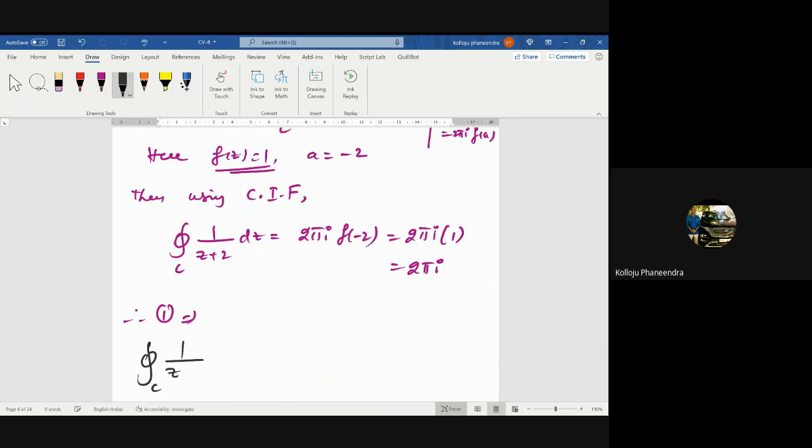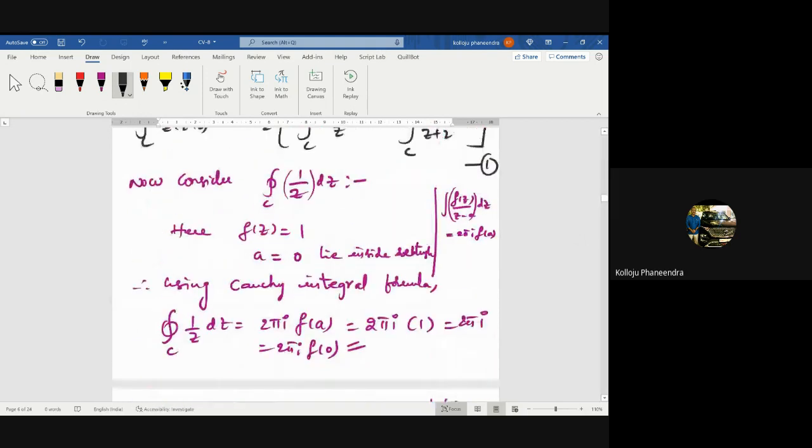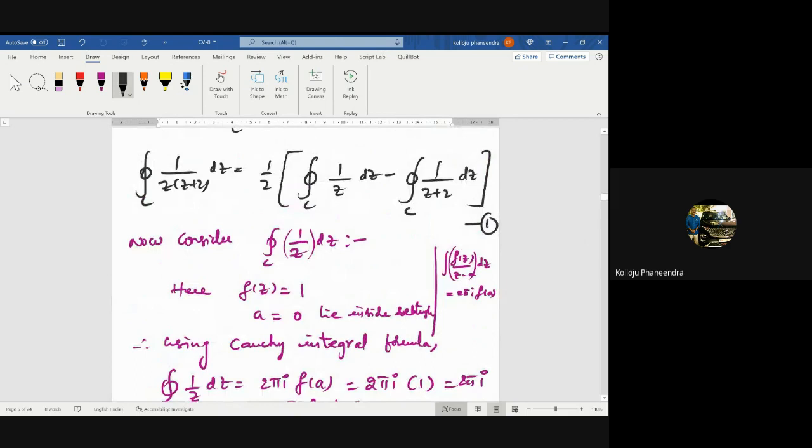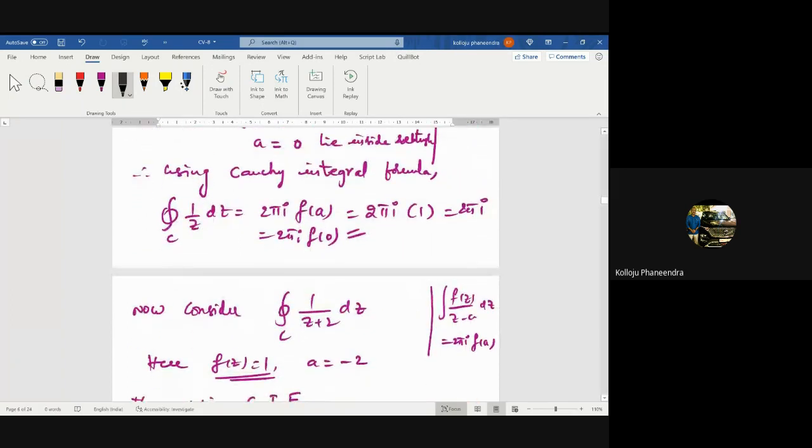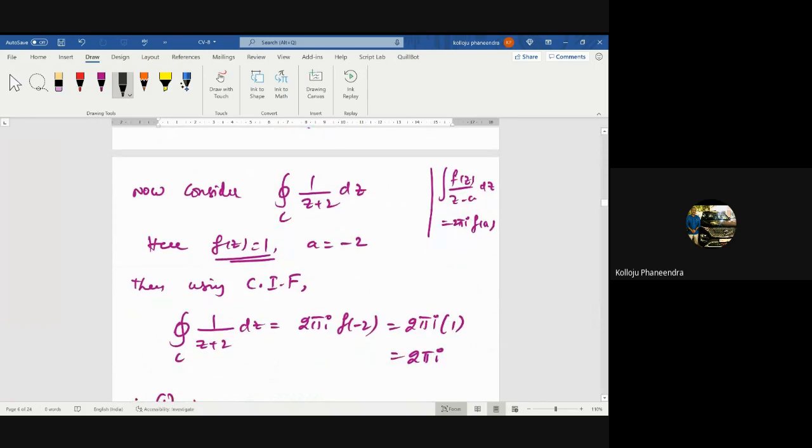Now, therefore, one implies the integral over c of 1 by z into z plus 2 dz. What is this value? First integral value 2 pi I, second integral value 2 pi I. That is 0. So this problem is simple. I'm doing it a little bit lengthy, but after writing this, you can assume this is my f of z and this is z minus a, then you can write directly. To understand the concept, I am splitting into two parts: one is 1 by z, another one is 1 by z plus 2.